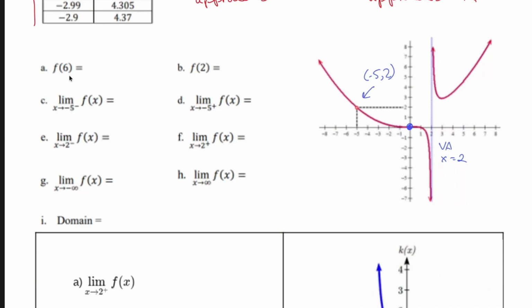Plug in 6. All right, so if I plug in 6, it looks like 6 is going to be here. So 6 seems to also line up with 6. I don't know, my eyes are bad. You guys are good. Plug in 2. Well, what happens when we plug in 2? We get nothing, so it's undefined. Or we could say it does not exist.